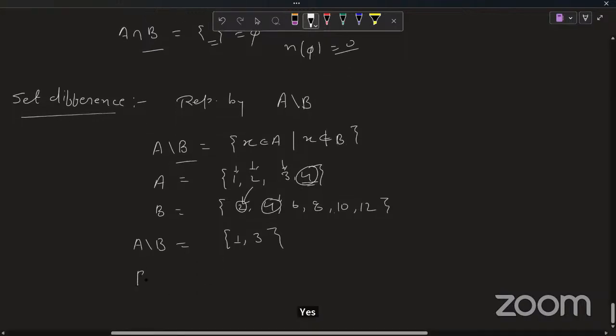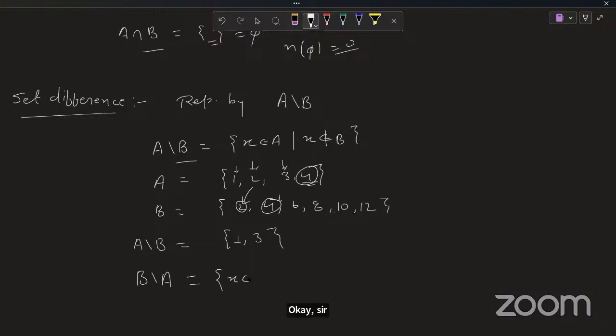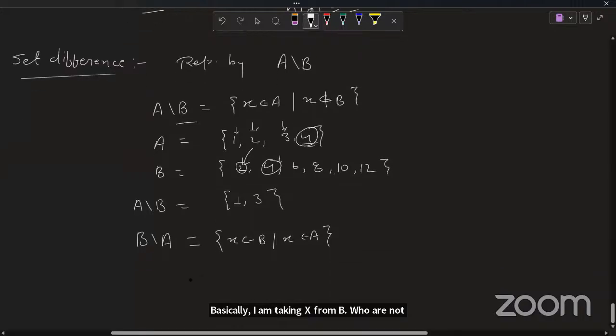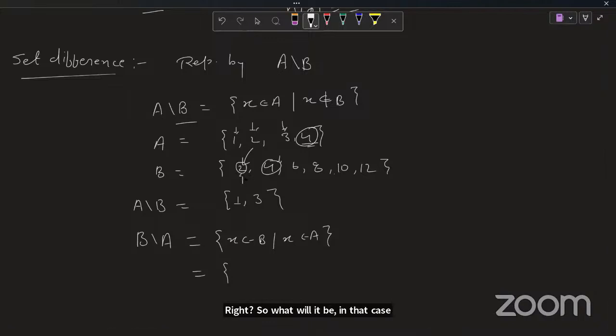Similarly, if I ask about B difference A, it means I am taking X from B who are not inside A. So what will be my B difference A in that case? I will pick the elements of B and see if they are inside A or not. I am picking the first element, 2. Now I am seeing if 2 is inside A or not. I can see 2 is there, so I will not take 2.